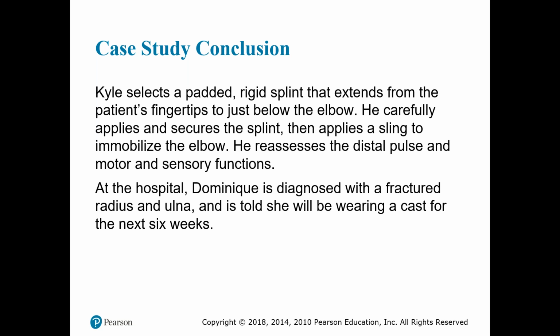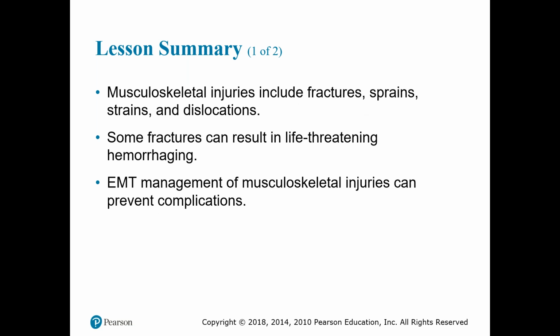So our case study conclusion: Kyle selected a padded, rigid splint that extends from the patient's fingertips to just below the elbow, carefully applies, secures the splint, then applies a sling to immobilize the elbow. Reassesses the distal pulse and CMS. At the hospital, Dominique is diagnosed with a fractured radius and ulna, and then she will get cleared.